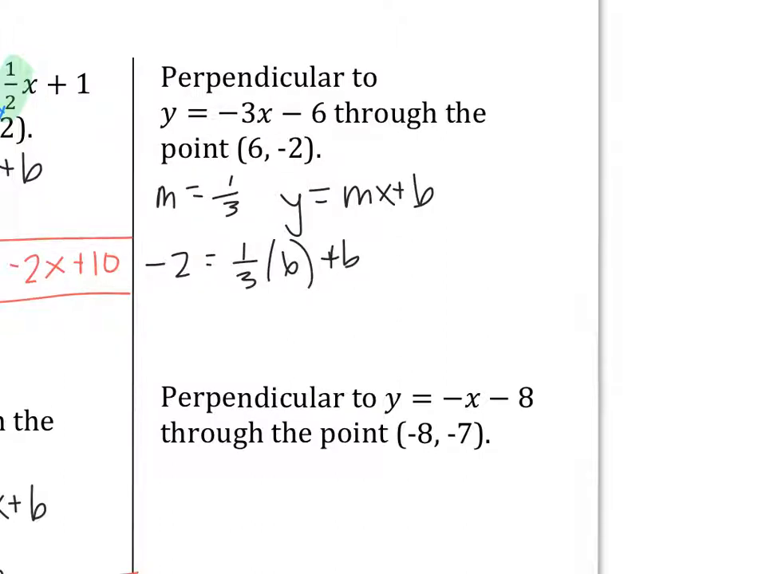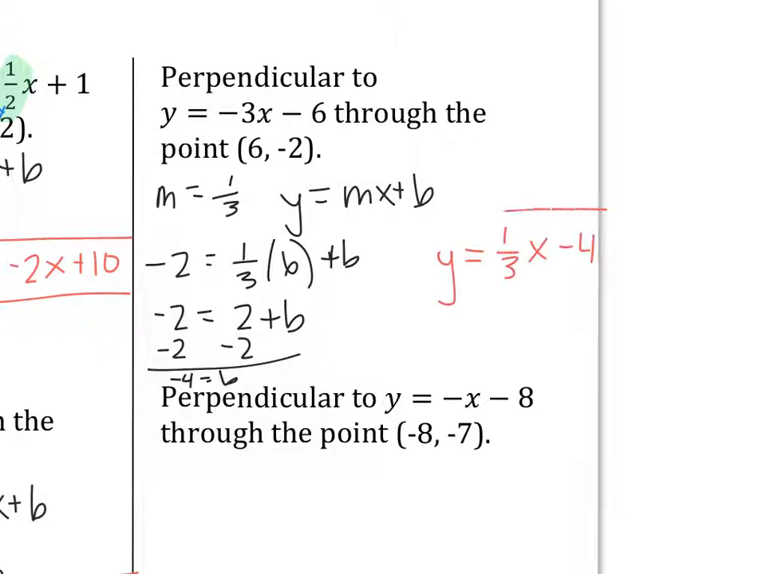1/3 of 6 is 2. So negative 2 equals 2 plus b. Subtract 2, so b equals negative 4. So my final answer here in slope-intercept form would be y equals 1/3 x minus 4.